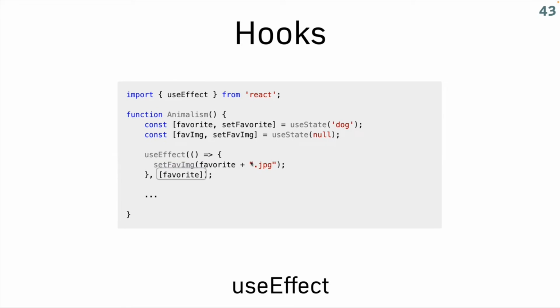And then you need to use this dependency array, and basically this says that whenever favorite changes, you want to rerun this useEffect. And if you have no dependency array at all, it will always rerun the useEffect. If you have an empty array, it will just run it once for the first time.